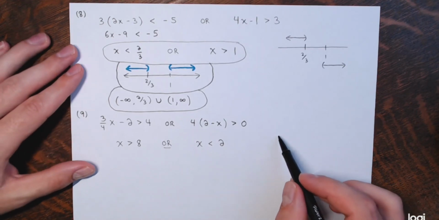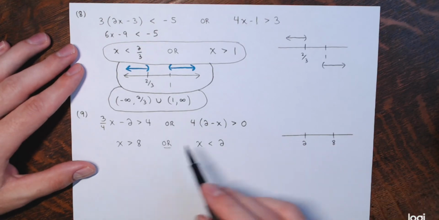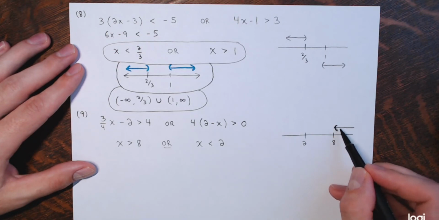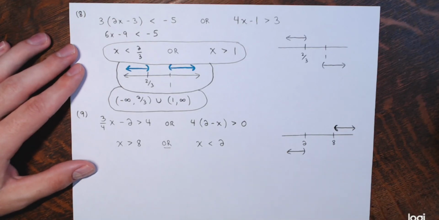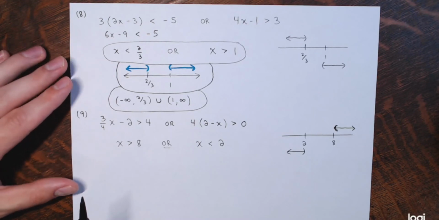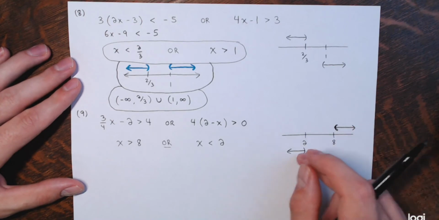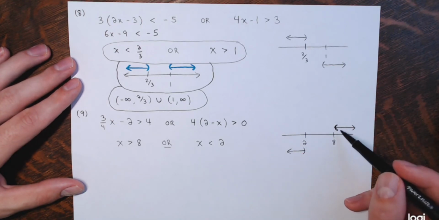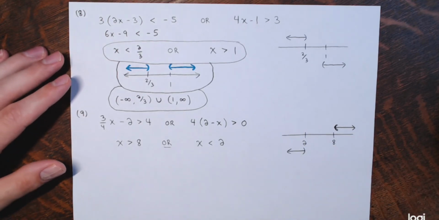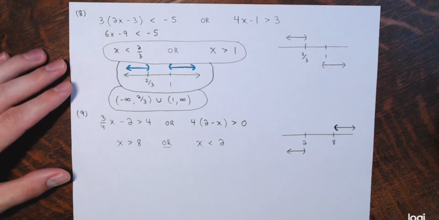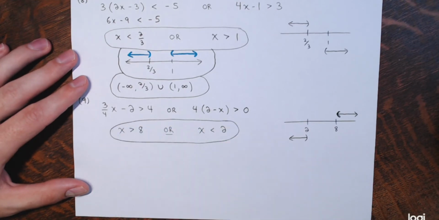Alright, and again, rough graph here. 2 is mentioned. 8 is mentioned. X is greater than 8. That's these numbers. X is less than 2. It's these numbers. Again, just as in the previous 8 examples, any number I drew on this rough graph over here is a solution because, again, it's an OR statement. Any number that satisfies either inequality is a solution of the compound inequality. So we have our solutions described here.